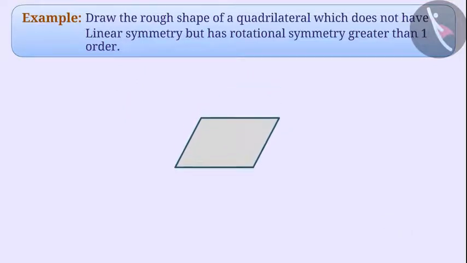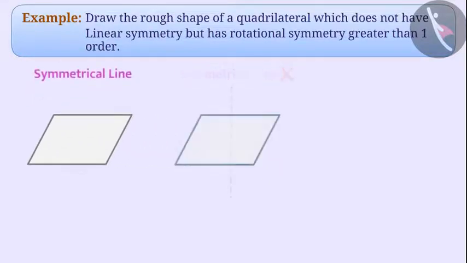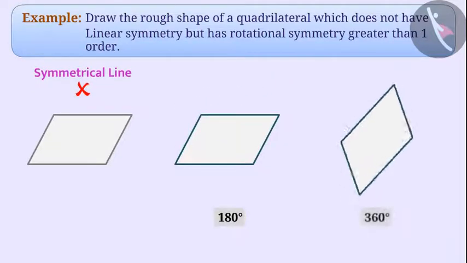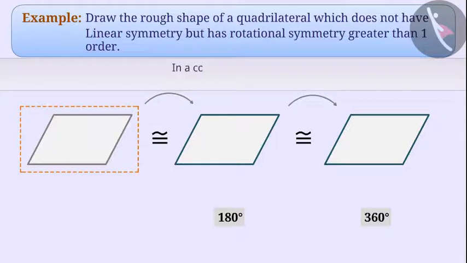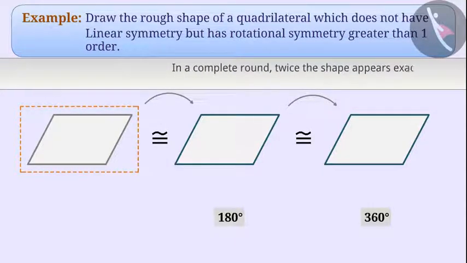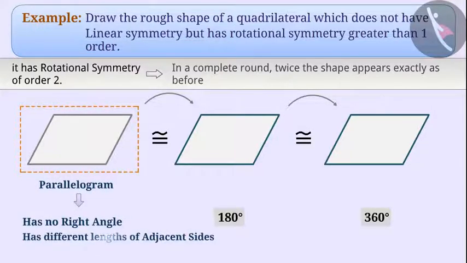This is a quadrilateral in which we cannot draw any symmetrical line. That is, it does not have linear symmetry. But if it is rotated around the center at an angle of 180 degrees and 360 degrees, then we see the same shape as before. Since in a complete round, twice the shape appears exactly as before, we can say that it has rotational symmetry of order 2. An answer to the question given in this way is a parallelogram that has no right angle and the lengths of the adjacent sides are different.